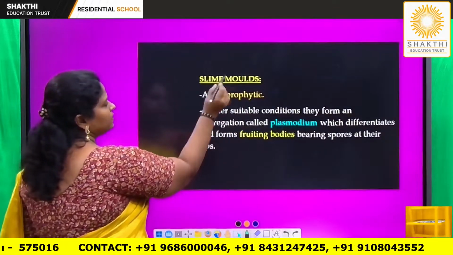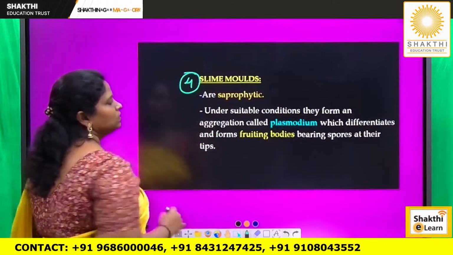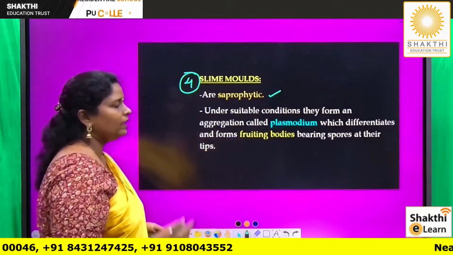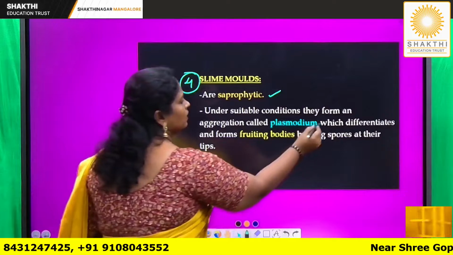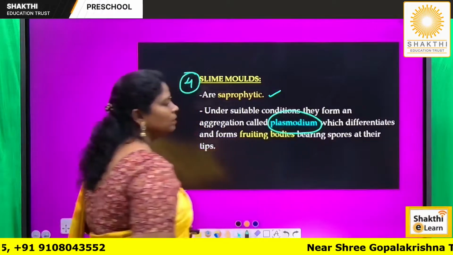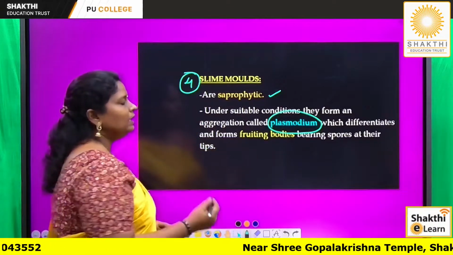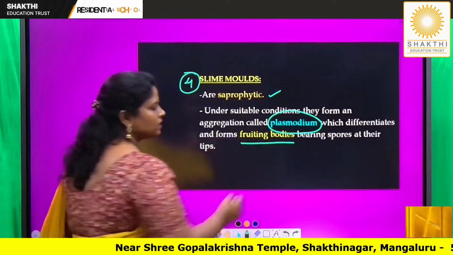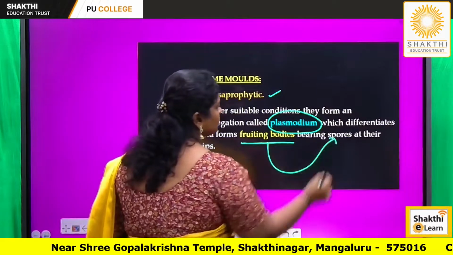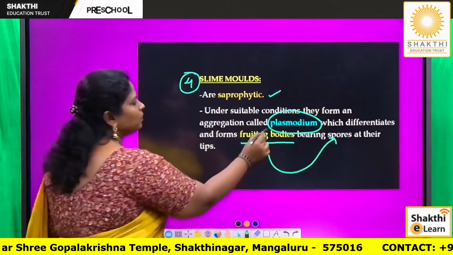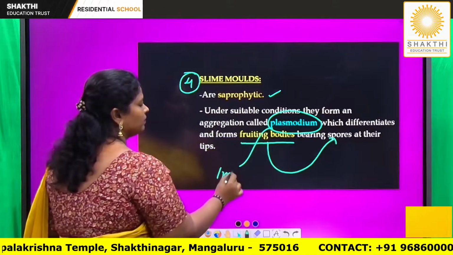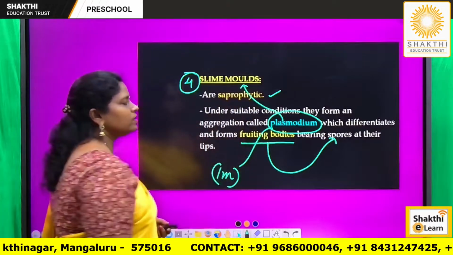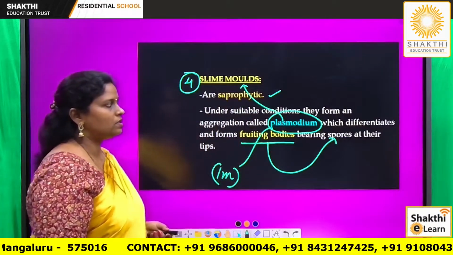Next group is slime molds. Here the important feature is they carry out decomposition, saprophytic, and during certain conditions they will form aggregations called plasmodium, which will later differentiate into reproductive structures called fruiting bodies. Fruiting bodies later will produce spores. So this plasmodium can be asked for 1 mark. Plasmodium are aggregations of slime molds produced during certain conditions.